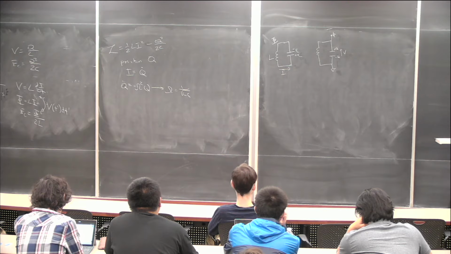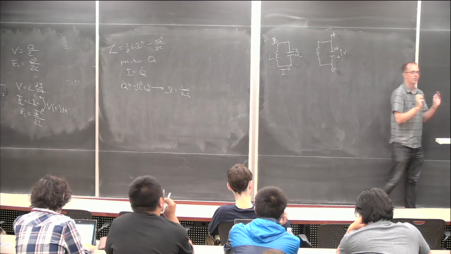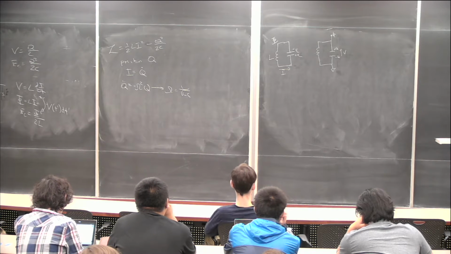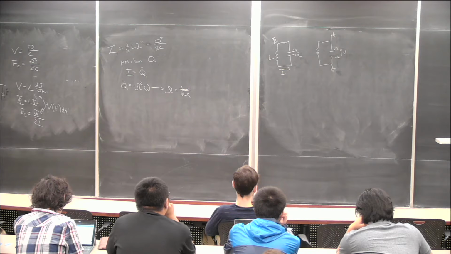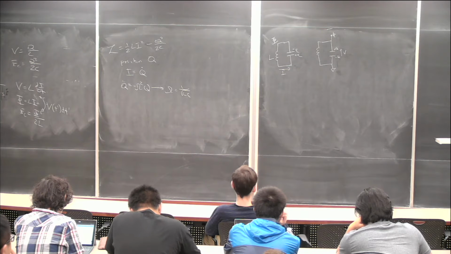You have to be really careful with directions of currents and how you're defining voltages and how you're defining signs. It's really, really easy to wind up with sign errors in these circuit quantizations, especially as you build up to more and more complicated circuits. So trust me, it's not fun.